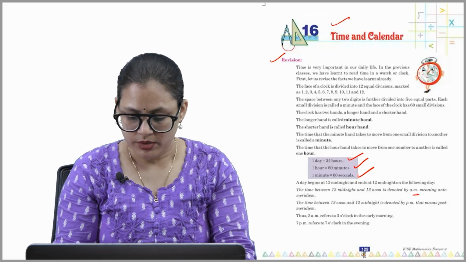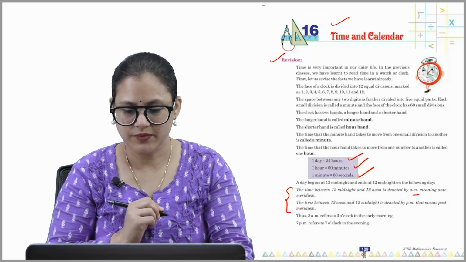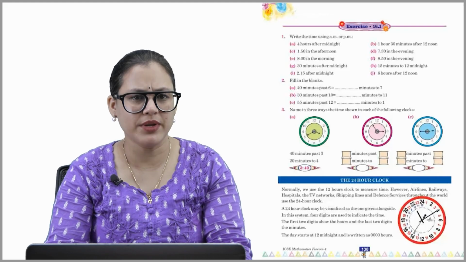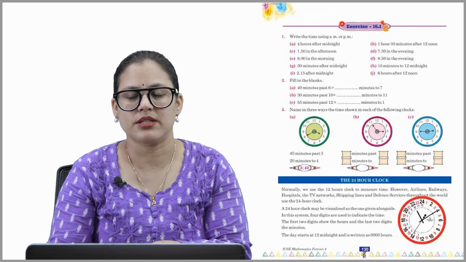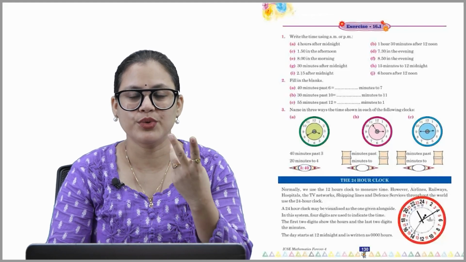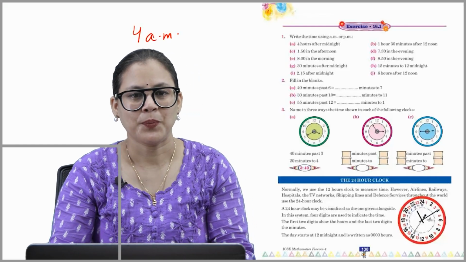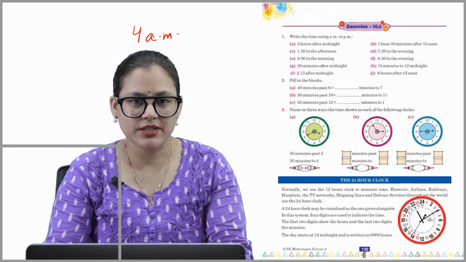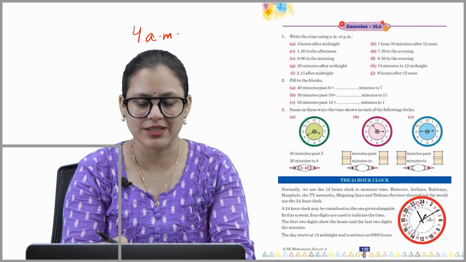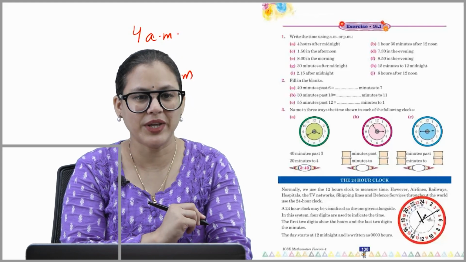Okay students, remember these two things. Exercise 16.1, write the time using AM or PM. A, 4 hours after midnight. Midnight means 12 midnight, and after 4 hours, 1, 2, 3, 4. So 4 AM or PM, of course it's AM. B, 1 hour 30 minutes after 12 noon, okay, after 12 noon 1 hour and 30 minutes. So it's 1:30 what? PM.